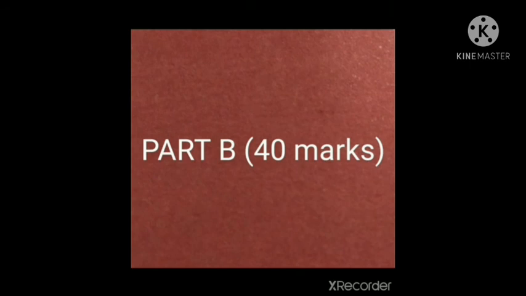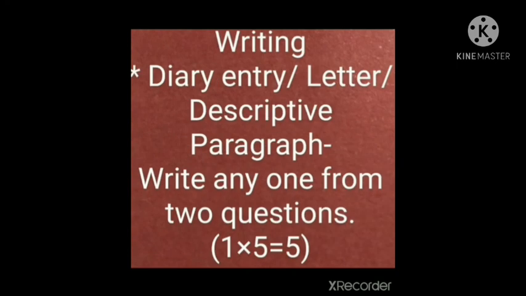Let's see what all things are there in part B. In part B you can see writing. 2 questions will be there. The first question may be writing. In writing you can see diary entry or letter or descriptive paragraph. Diary entry we already studied. Letter also you know. Descriptive paragraph, sometimes you will be given some picture and you write about what all things you see in the picture.